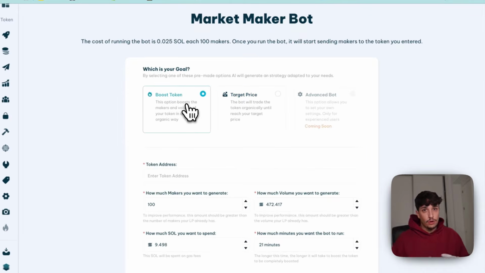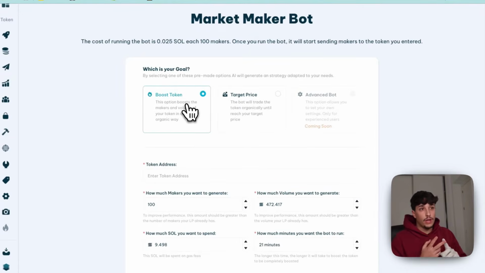Since every project uses it, what a market maker bot essentially does is buy and sell a token, okay? With certain parameters you give it, in order to make it look organic and make your token more active. So it will be a bot that is buying and selling with different wallets the whole time, okay? So here in Smithii Market Maker we have two options.